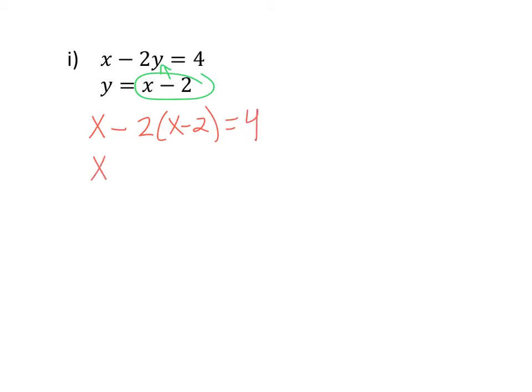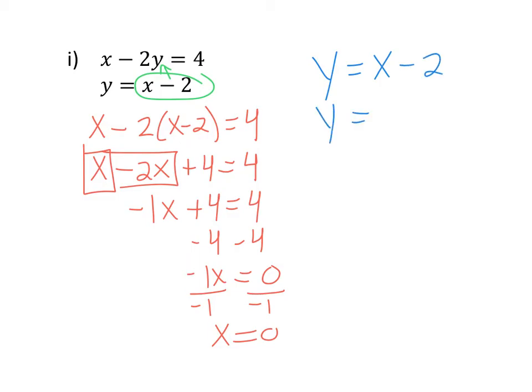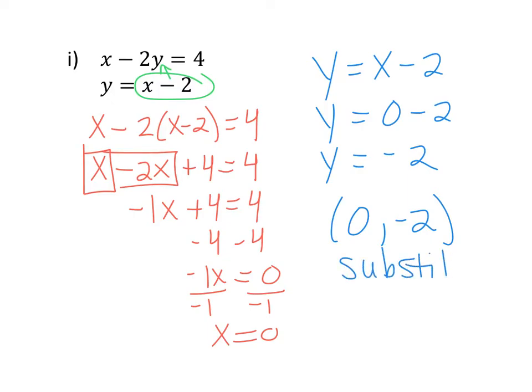Distribute the -2. X minus 2x plus 4 equals 4. Combine like terms. I have -1x plus 4 equals 4. Subtract 4. -1x equals 0. Divide by -1. X equals 0. I'm going to plug into the second equation. Y equals 0 minus 2. Y equals -2. The solution is 0, -2, and I used substitution.